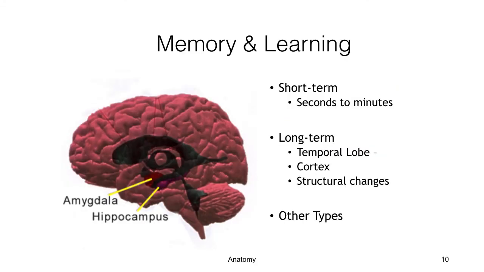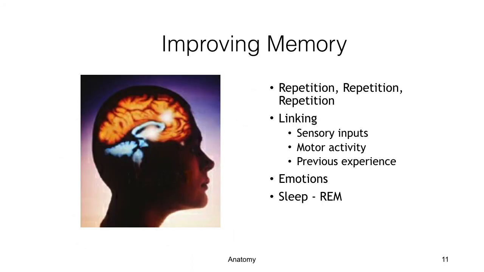Okay, so we have these different memory systems and structures. The key link with them is that amygdala and a part of the temporal lobe called the hippocampus. That's where those new memories are formed, although they can be stored anywhere in the brain. But it's important to know this because we want to know how memory works, and we want to be able to improve memory if we can.